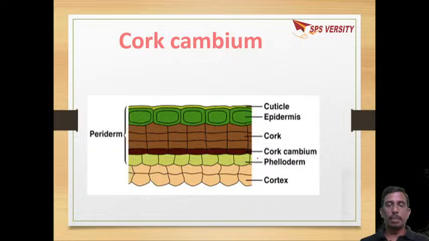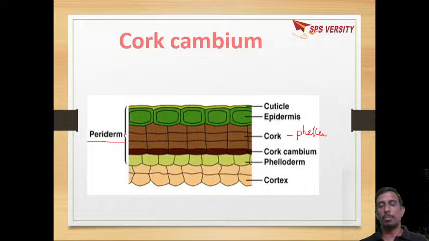So this is cork cambium which is called phellogen. This is cork which is called phellum. Okay. This is phelloderm, the secondary cortex. ये 3 layers को combinedly क्या बोलते हैं कि periderm. Cork cambium, phellum and phelloderm को combinedly क्या बोलते हैं कि periderm.